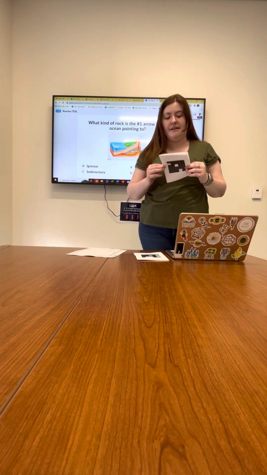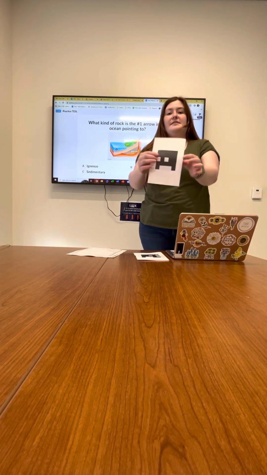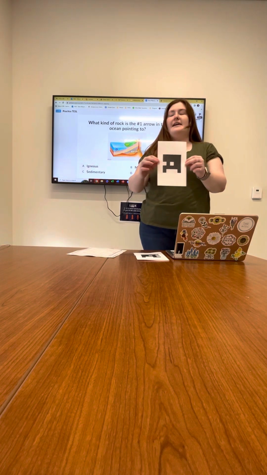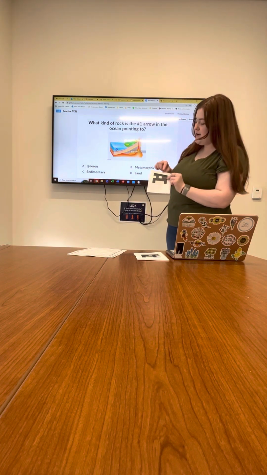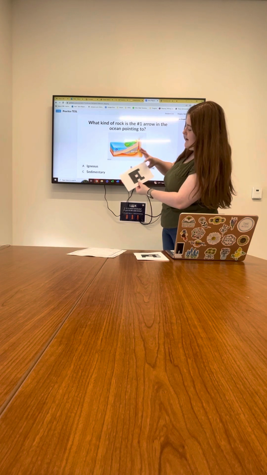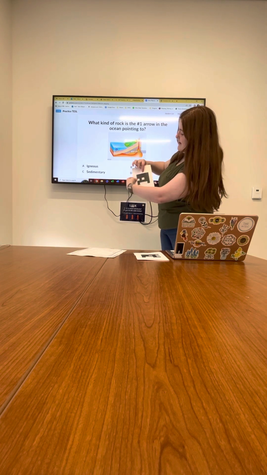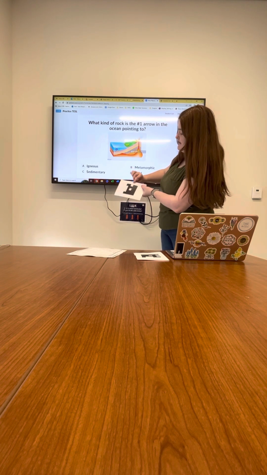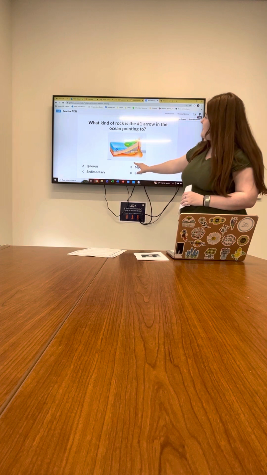Well, we can learn. So everybody's going to have a little code. And you're going to look at your code, and on the top or on the sides, there's a different letter on each side. So this side says A, this side says B, this side says C, and this one says D. So you're going to look up here at our question.